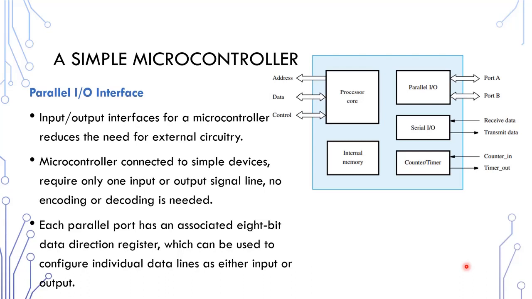One of the objectives of the design of the input-output interface of a microcontroller is to reduce the need for external circuitry as much as possible. The microcontroller is likely to be connected to simple devices, many of which require one input or output signal, or sometimes no input or output signal line. In most cases, no encoding or decoding is needed.